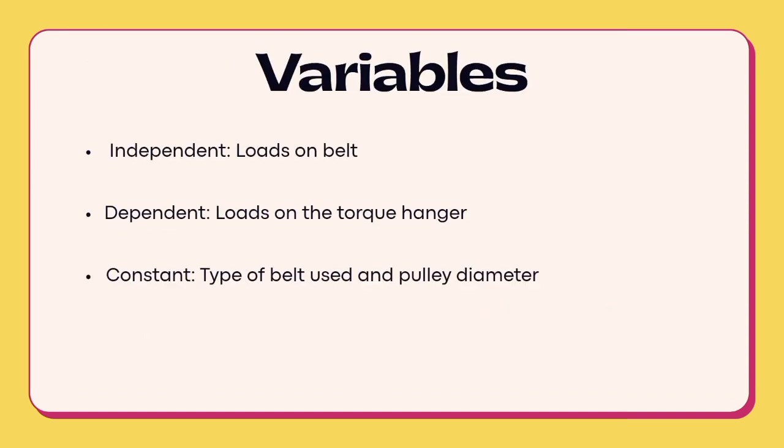The independent variable in this experiment is the loads on the belt. The dependent variable is the loads on the torque hanger, and the constant variables for this experiment are the type of belt used and the pulley diameter.